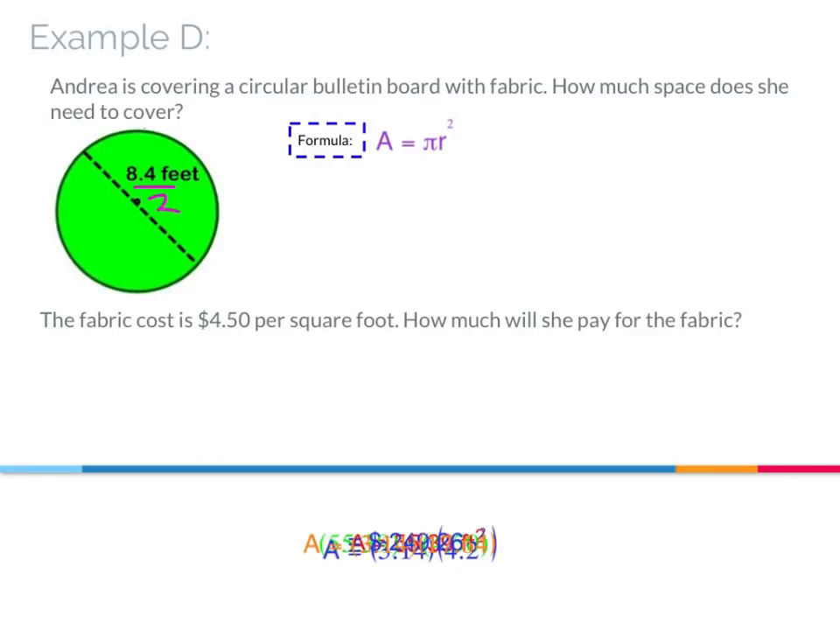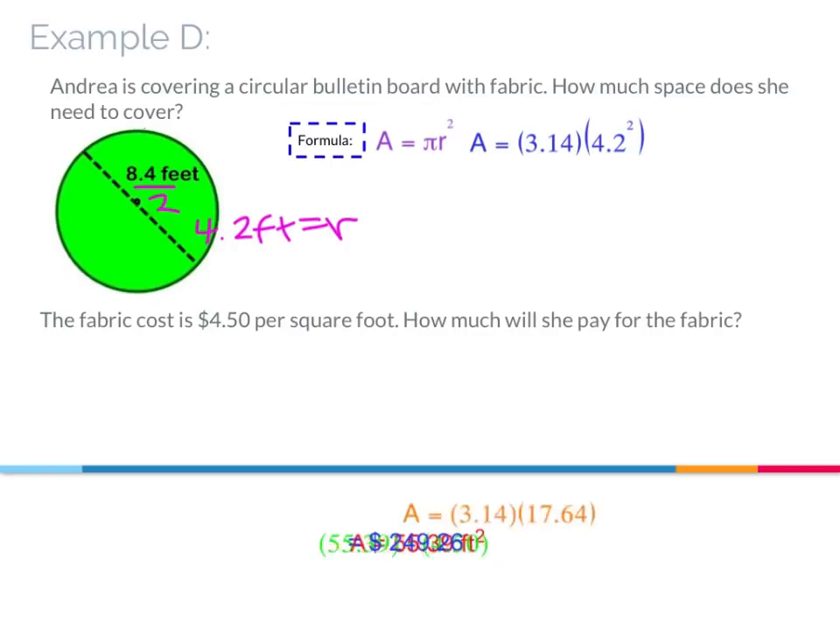So 8.4 divided by 2 will give us 4.2 feet, and that's our radius. We're going to take the 4.2 and substitute it in for r into our formula. And for pi, we are going to use 3.14. So we have A is equal to 3.14 times 4.2 squared. Again, we have to use order of operations, so we need to do the exponents first. So we will get A is equal to 3.14 times 17.64.